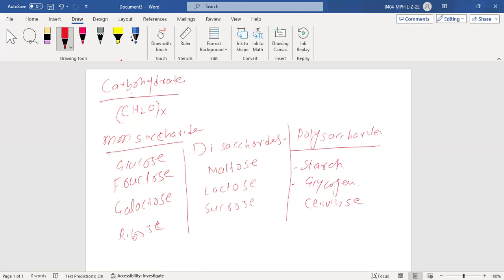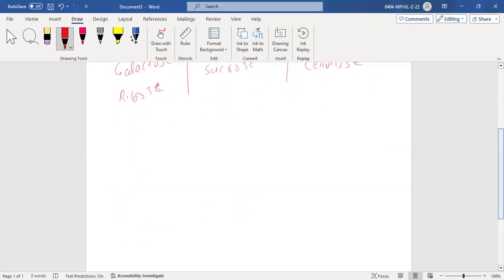So I have told you about maltose. Maltose is the combination of two glucose molecules. You should also keep that in mind. For example, here there is maltose. What is it actually? Monosaccharide or disaccharide? It is a disaccharide, the combination of two glucose: glucose plus glucose.